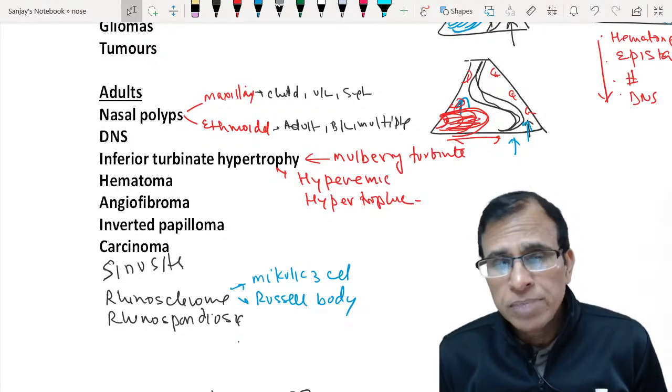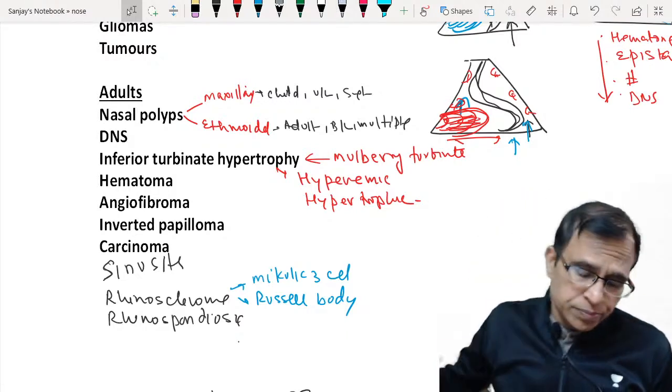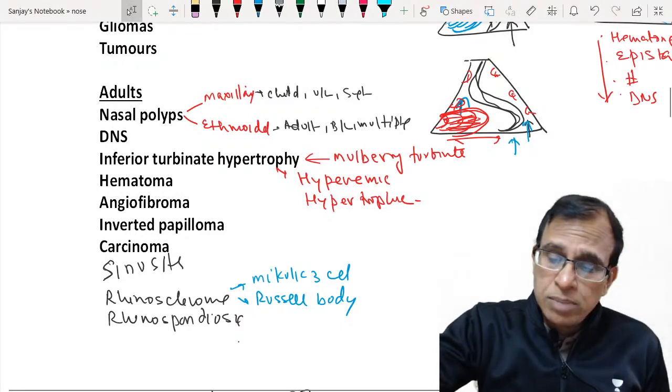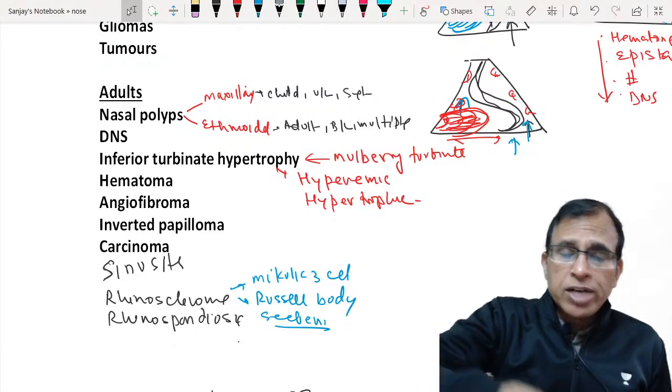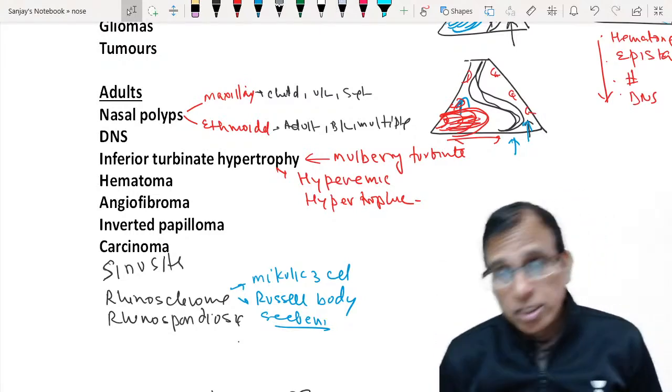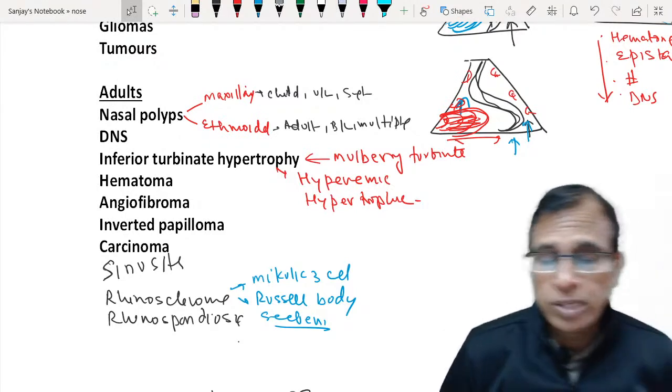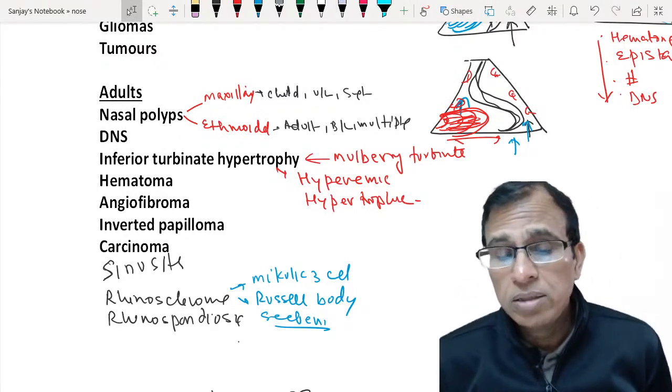And rhinosporidiosis, I mentioned briefly, is another infective condition caused by Seeberi, Rhinosporidium seeberi. And this, opposite of rhinoscleroma, is seen in the coastal area of southern India, especially in the state of Tamil Nadu. Overall, Sri Lanka has a lot of these cases.